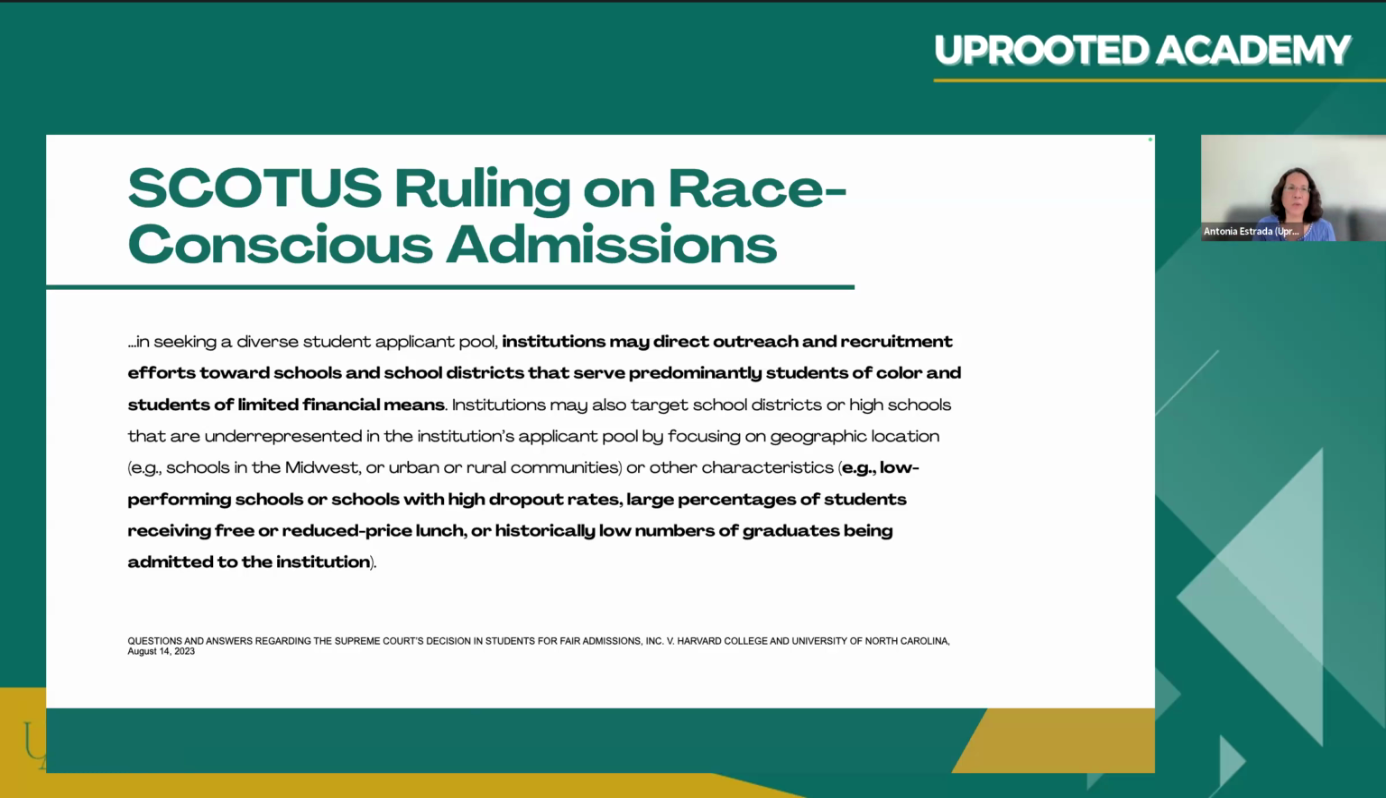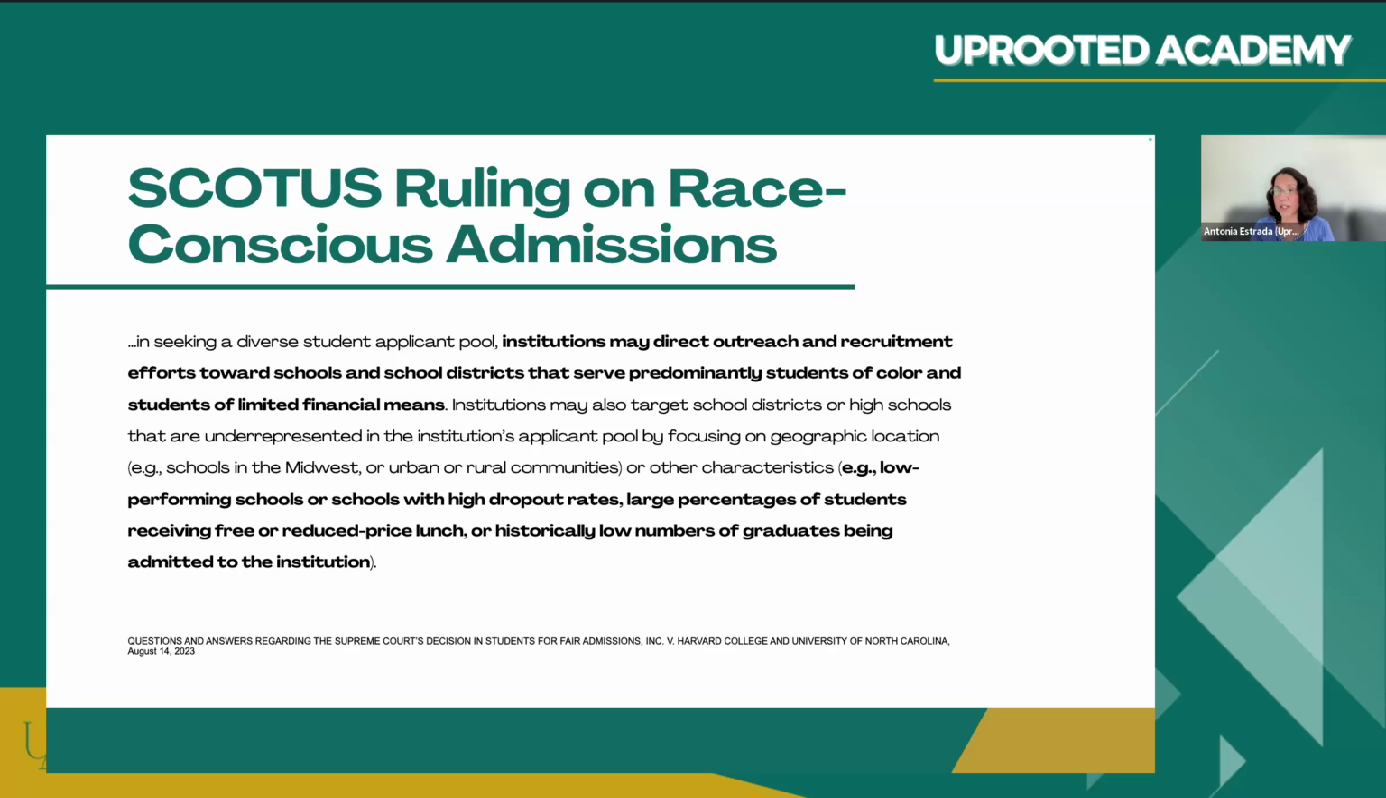The guidance provided was that in seeking a diverse student applicant pool, institutions may direct outreach and recruitment efforts towards schools and school districts that serve predominantly students of color and students of limited financial means. Institutions may also target school districts or high schools that are underrepresented in the institution's applicant pool by focusing on geographic location or other characteristics. For example, low-performing schools or schools with high dropout rates, large percentages of students receiving free or reduced price lunch, or historically low numbers of graduates being admitted to the institution.